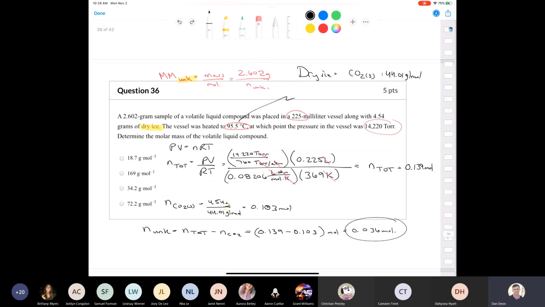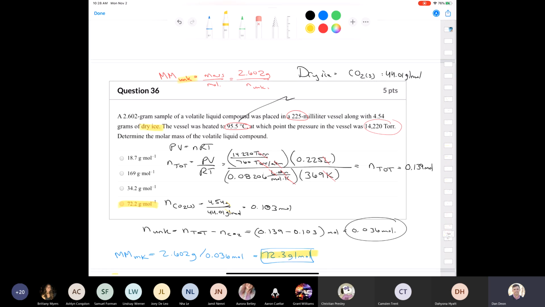Now I can take this number and plug it into this equation. I'm kind of running out of space here, so I'll solve it down here at the bottom, and I get the molar mass of my unknown volatile liquid is 2.602 grams divided by 0.036 moles. That gives me 72.3 grams per mole. I have my notes in front of me and it says close enough to 72.2 grams per mole. So that's how you solve that one.